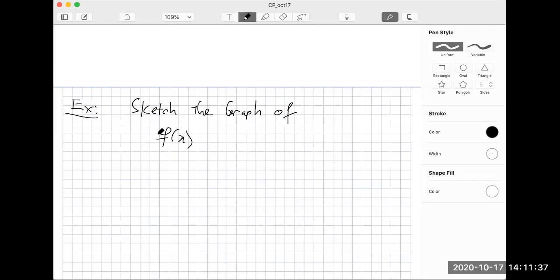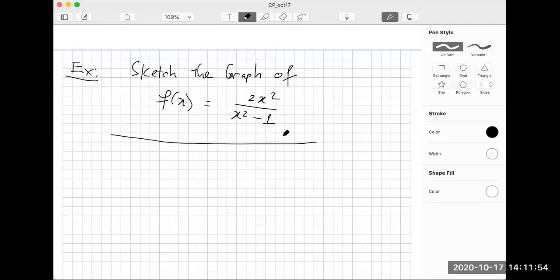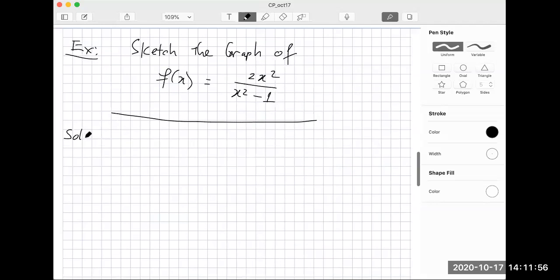Sketch the graph of the function f of x, where f of x is 2x squared over x squared minus 1. Now, look at the notes. What is the first step we should do? Find the domain. Very good. The domain. And what is the domain of this?